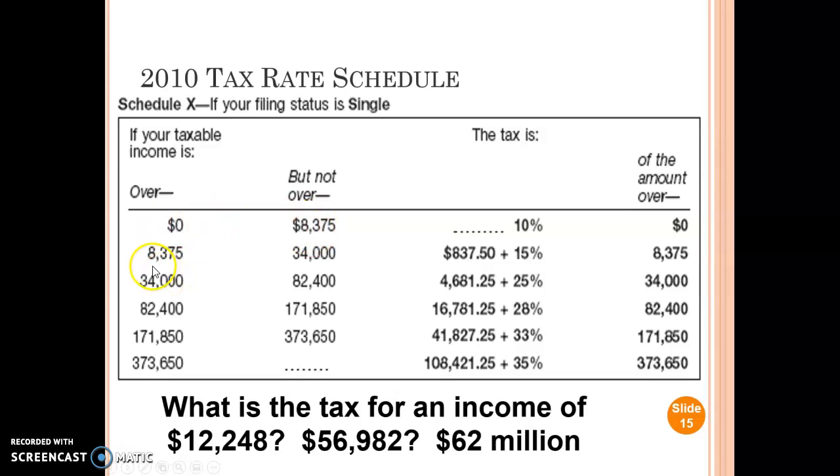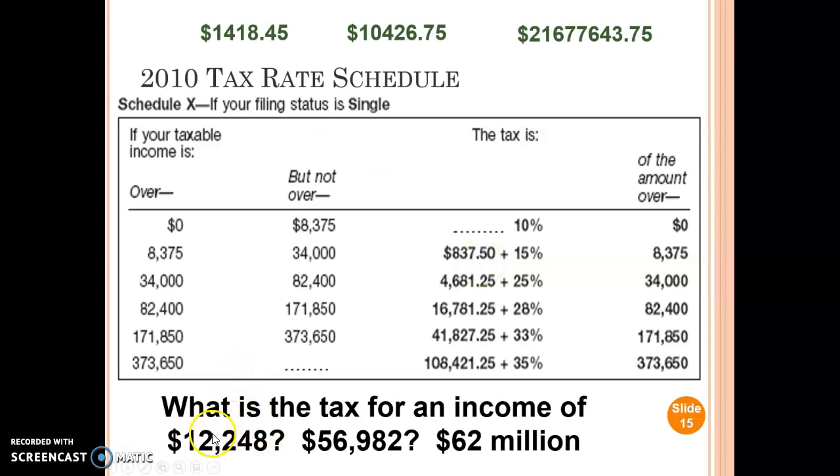For this first example, 12,000, where does 12,000 fit? Definitely not in that first row, but it does fit between 8,000 and 34,000. So 12,000 would fit in the second row. That would be the 15% tax bracket, and this would be our calculation for it. With 12,248, I would first take out 8,375, because it's about the amount over. So I'd take my 12,248, subtract the 8,375, multiply that by 15%, which is 0.15, and then add $837.